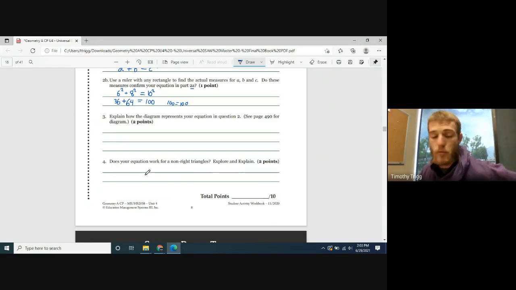Now we noticed that that worked for right triangles, but does that work for all triangles? The answer is no. It only works for right triangles. So for number 4, I want you to explain that this theorem, known as the Pythagorean theorem, a squared plus b squared equals c squared, which you should have worked on already earlier in the unit, only works for right triangles. So it does not work for non-right triangles. And I want you to explain that there.